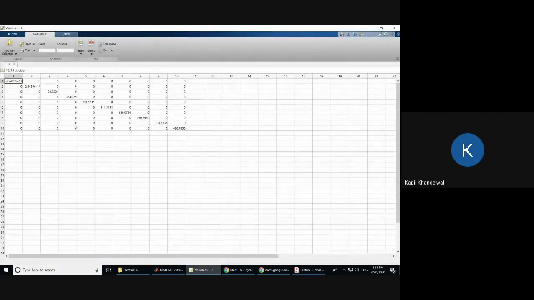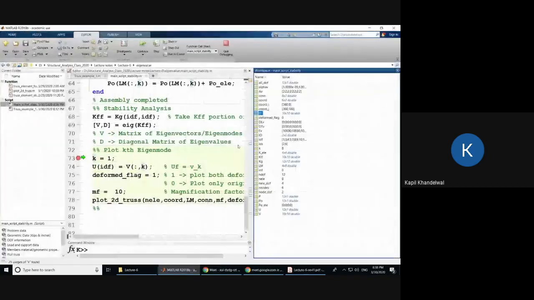You can see that D is a diagonal matrix. Off-diagonal entries are 0. And the diagonal entries are actually the eigenvalues. And the first two entries, if you see, are very close to 0, or technically 0. So in this case, two eigenvalues are 0. And the rest of the eigenvalues are all positive. So they're all nice. Let me close this and let me show you the V matrix.